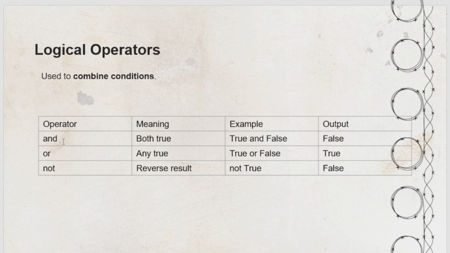When we are using the AND operator, if all the conditions are true, then it will return true. If any condition is false, then it will return false. When we are using the OR operator, if any condition is true, then it will return true, otherwise false. When we are using NOT, that means it's the reverse of the boolean.